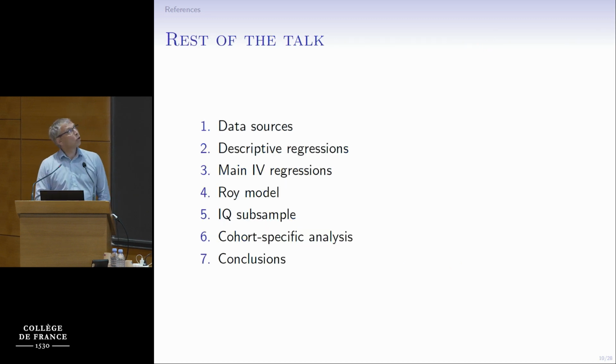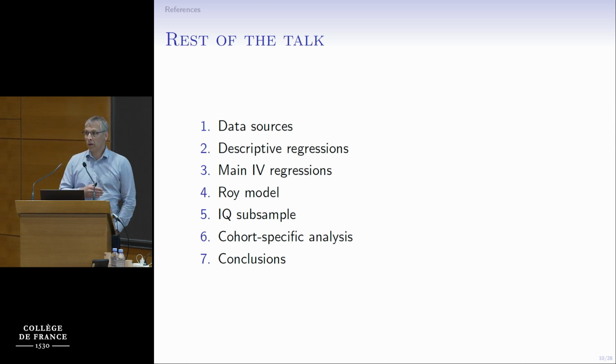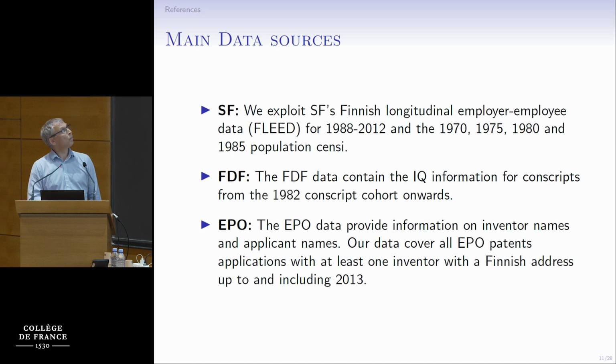Okay, so I'm going to tell you a few words about our data sources. Then we'll go through some descriptive regressions to just understand the associations better. And then we'll spend most of our time with our main instrumental variables regressions. I'll flash you the Roy model results, and then we'll go to the deeper analysis using the IQ subsample and this cohort-specific analysis that I mentioned. So that's what we're going to have ahead of us the next 30 minutes or so.